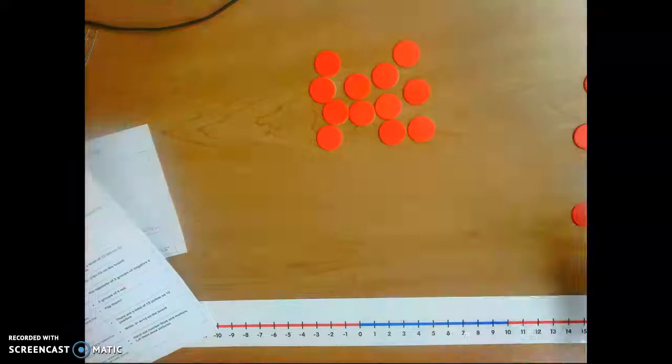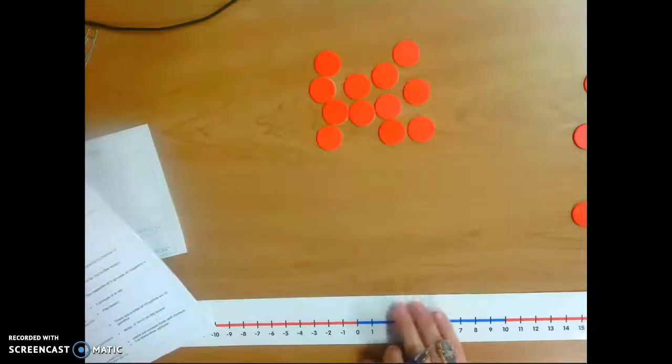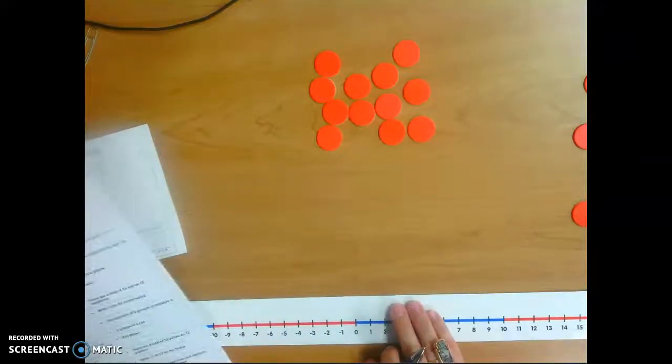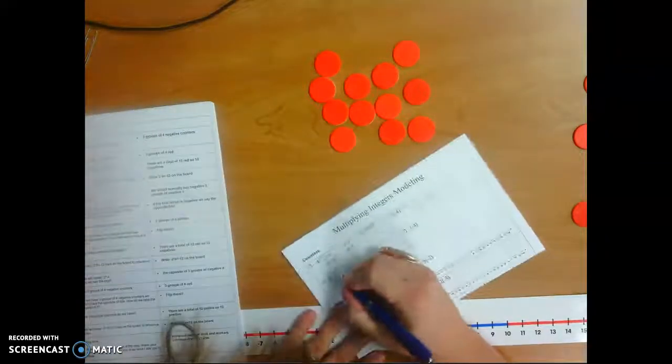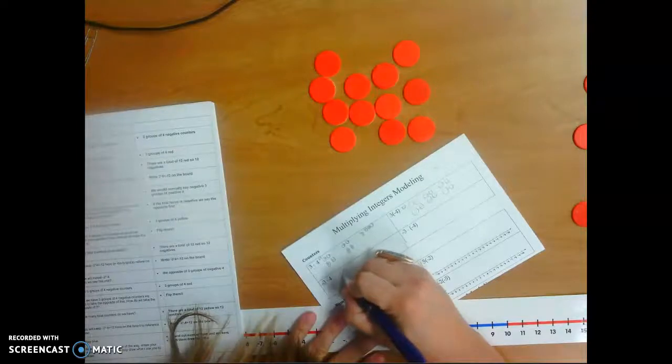Okay? So, lastly, we're going to multiply negative 3 times a negative 4. Oh, I'm sorry. How do we model that? So we have 3 groups of 4.